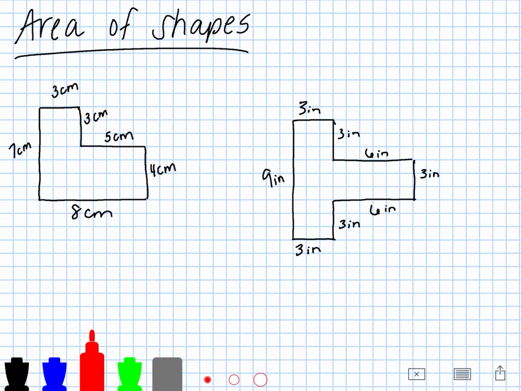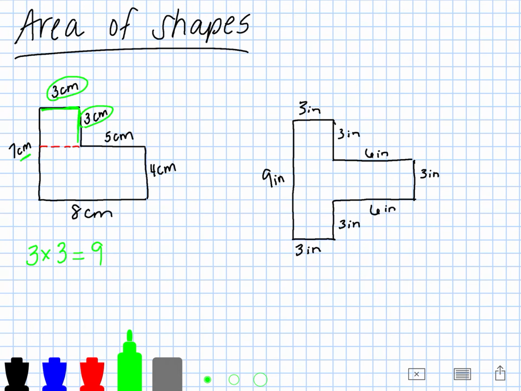So I see a square on top of a rectangle. So I'm going to cut my shape there. And now I have a square and a rectangle. Now, I see this 7 here. I don't need to focus on that 7 because I'm looking for this square. So this width times this length. So I have 3 times 3 equals 9.